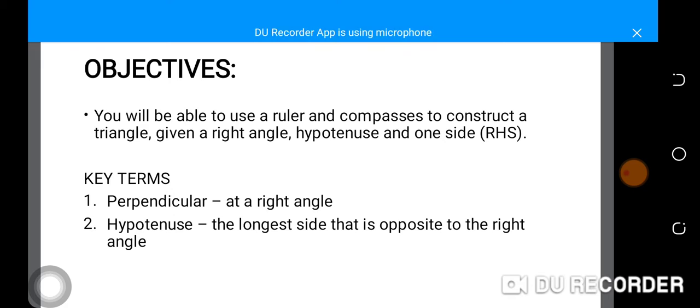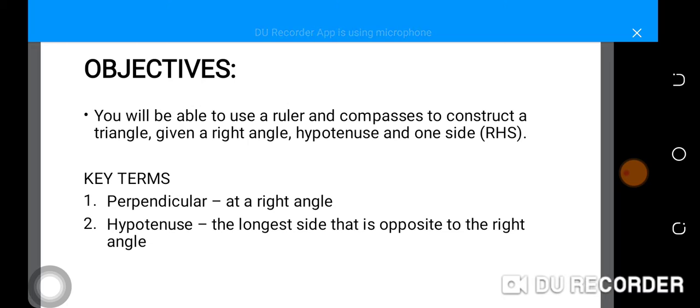Now, let us look at the key terms. These are the words that you are going to find in this lesson, so you have to know them. The first one is perpendicular. When we say that these lines are perpendicular to each other, it means that they are at a right angle. They cross each other and form angles that are 90 degrees.